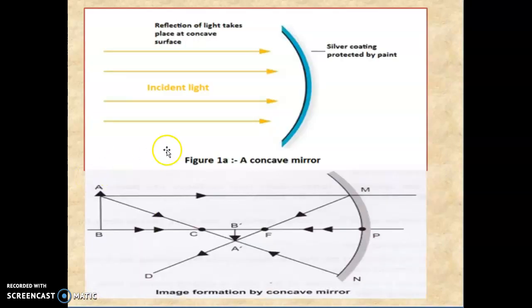Now you can see the diagram of a concave mirror. The reflection of light will take place at this concave surface, and this will be the silver coating protected by the paint. This is the diagram of how the object falls on the mirror and you get an image at this position. You will see later, when the object is kept between which parts, what type of nature of image you will get.